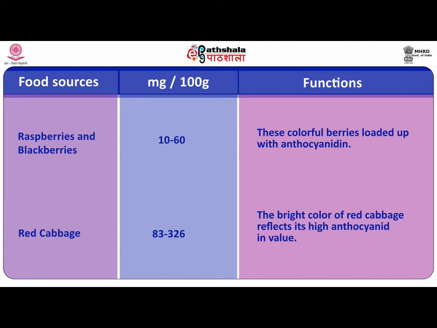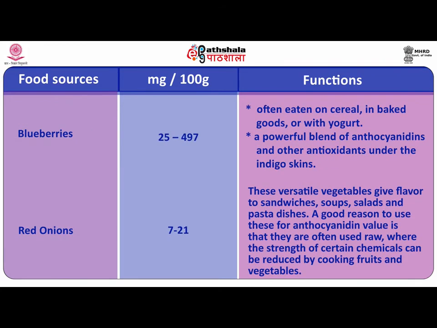The next one is the red cabbage, and the bright color of red cabbage reflects its high anthocyanin value. Red onions, which contain around 7 to 21 milligrams, are versatile vegetables which give flavor to sandwiches, soups, salads and pasta dishes.